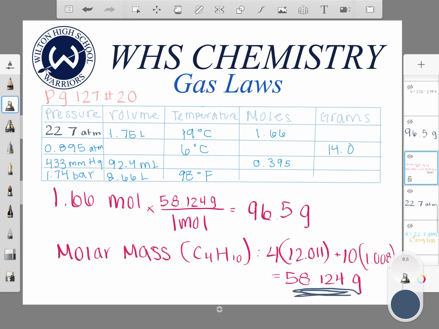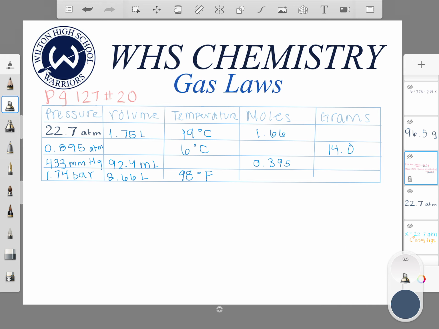Okay, so next we have to convert the moles to grams. So just looking at the first row, we're going to do this by first finding the molar mass, which is pretty straightforward. We know that there's 4 moles of carbon, so we're going to multiply that by the 12 grams per mole, which is the molar mass of carbon, and then doing the same for hydrogen and just adding those two up. And we're going to get that there's 96.5 grams of butane for this first one. So there we go, 96.5.